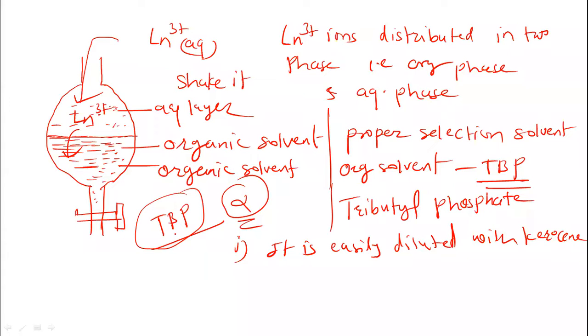So we cannot use a large quantity of the TBP here. Otherwise, the separation of the lanthanone becomes very costly. Therefore, the diluted solution of the TBP can be used. To dilute the TBP, kerosene can be used here. So TBP is easily diluted with kerosene. This is one important thing.